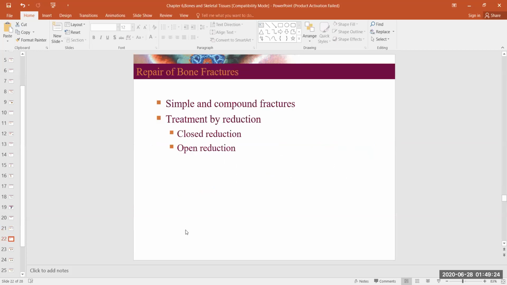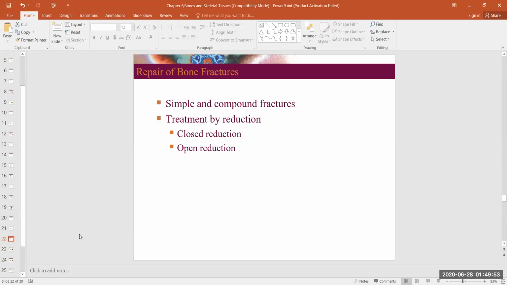Repair of bone fracture. So what is a fracture? Fracture is the disunion of the two ends of a bone. So when you break the bone, that is called a fracture. A fracture can be simple or compound. Simple fracture means you have only one break. And if a bone has several pieces, then we call it a compound fracture.